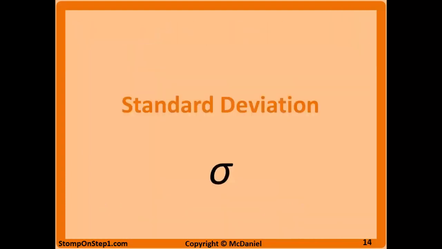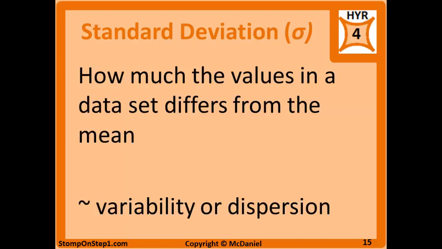Now we can move on to standard deviation, which is given the symbol of sigma, which you can see there. Standard deviation is how much the values in a data set differ from the mean. What's the variability or dispersion of the values in the data set? If you have a data set with a lot of similar values, they'll have a very low standard deviation. And if you have a data set with very different values, it'll have a high standard deviation.